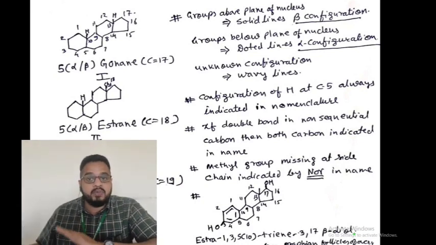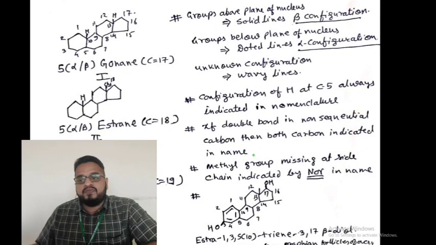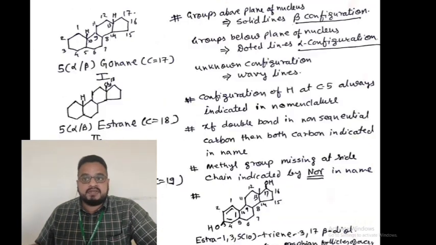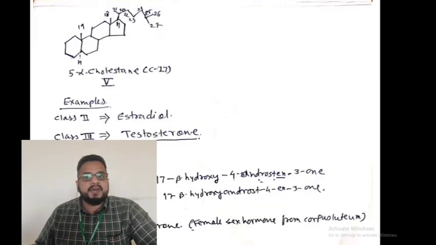This is the nomenclature of it. Now we will see a few of the other examples also, so that you will come to understand as well. Now see, 17 is guanine, 18 is estrane, 19 is androstane, 21 is pregnane, and 27 is cholestane. Cholesterol. Now 27 is like this.